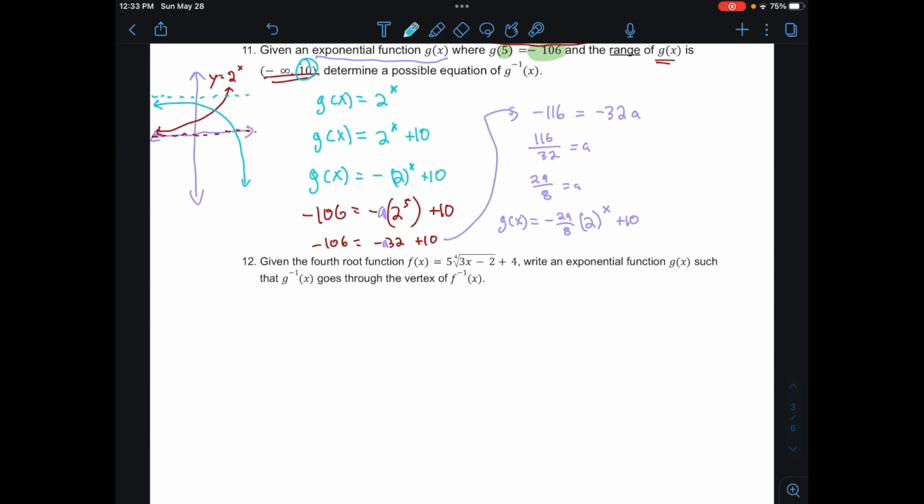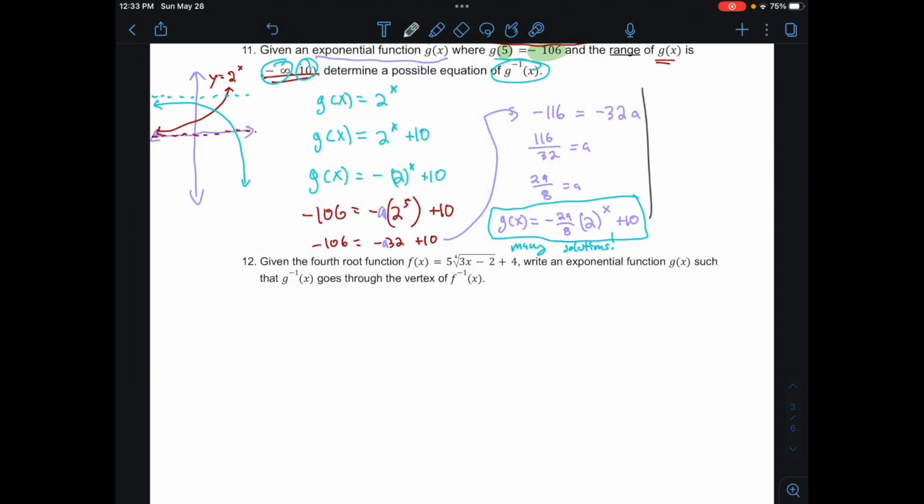It meets the criteria. I still have a horizontal asymptote at 10. I still go down, giving me a range of negative infinity. So this function works. And again, there are infinitely many functions. Maybe there's a different base that would work better. But this is the one I picked and it works. However, that's g of x.